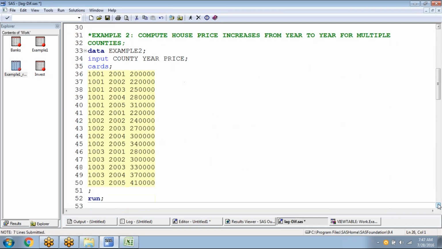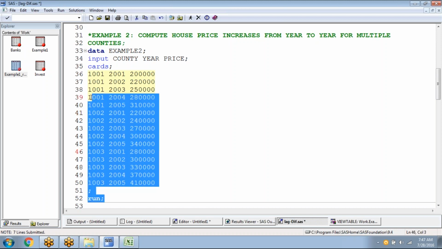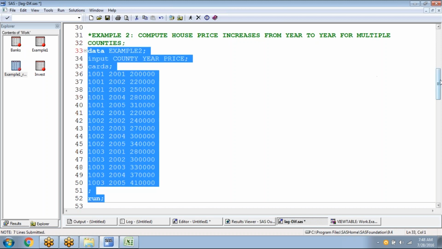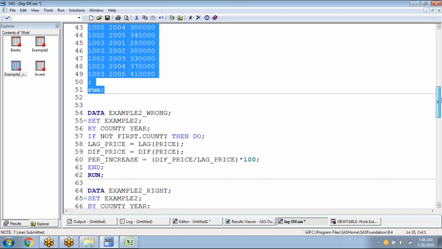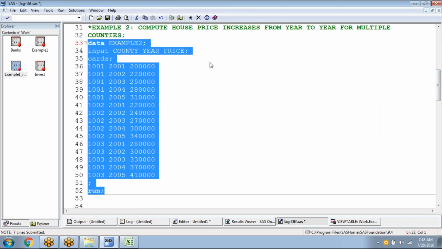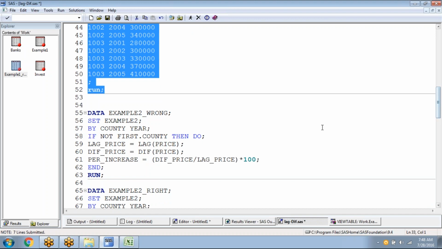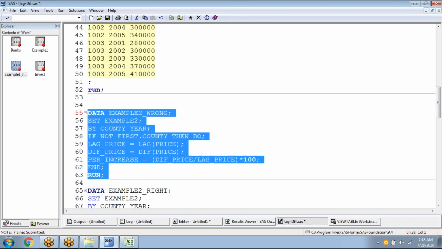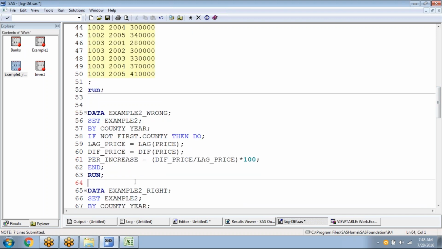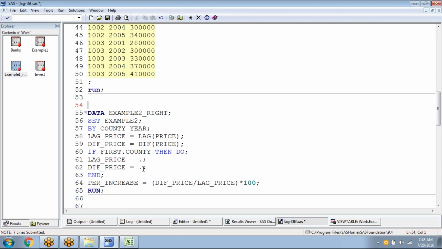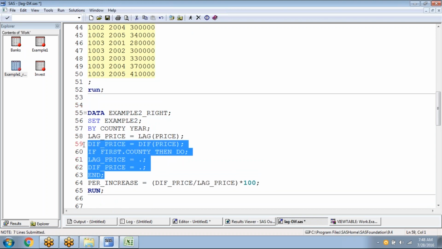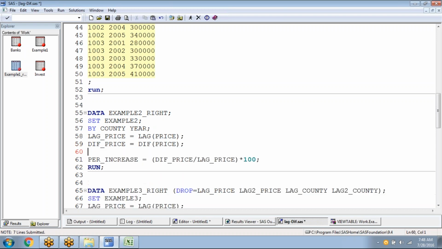Now let's say you wanted to do the same thing for each county. There are multiple counties. Let's say 1001 is a county, 1002 is a county, 1003 is a county. Now you wanted to do the same calculations across each county. How will you do it? If you apply the similar logic, what will happen? Let's say this is not there.